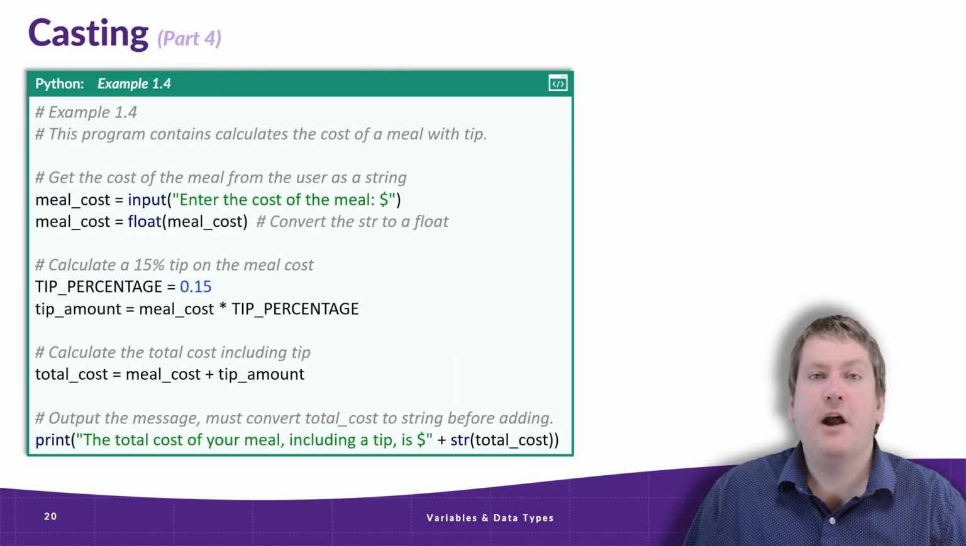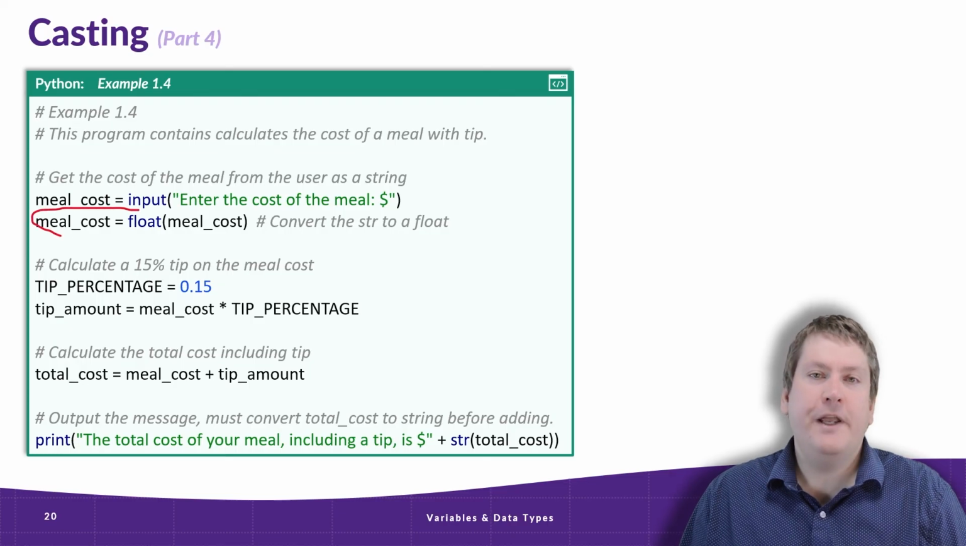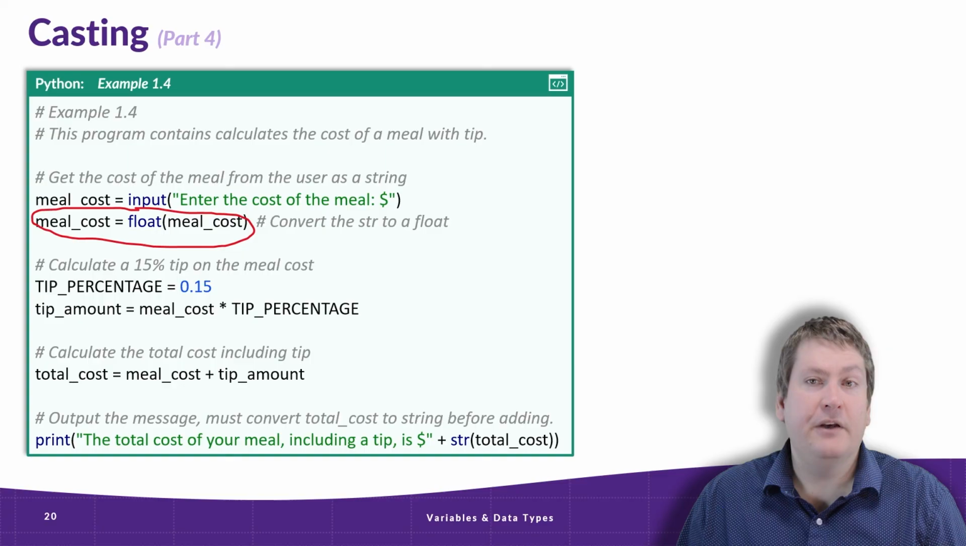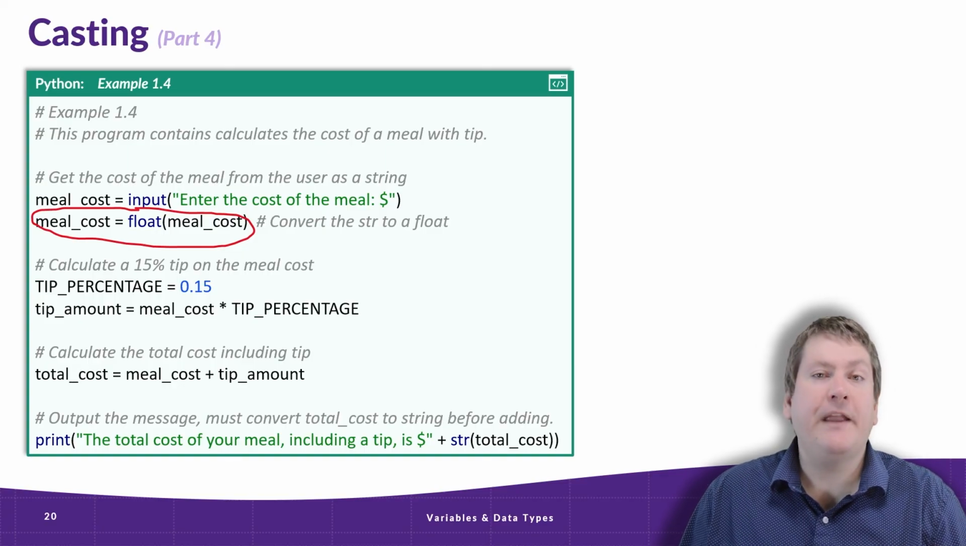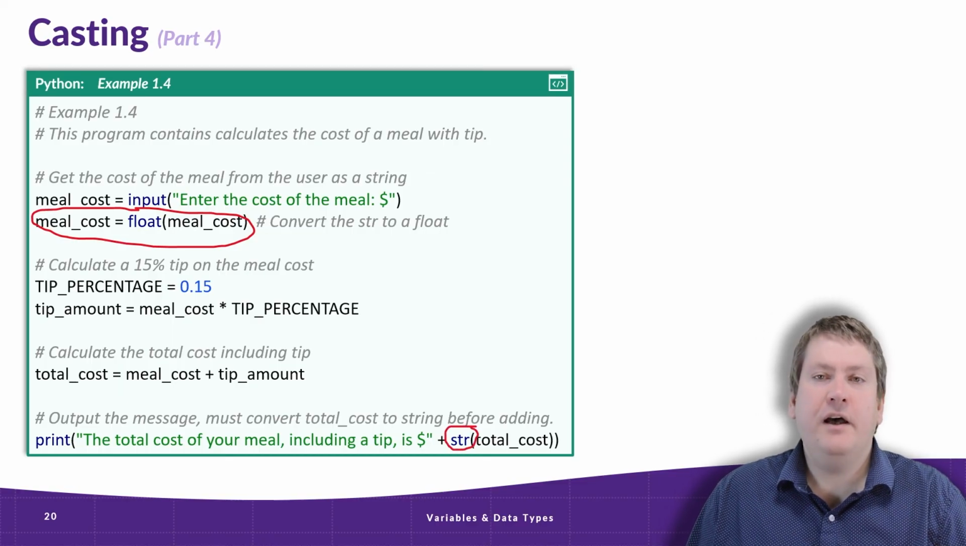And here's the corrected copy of our program. To reiterate, we corrected the program by ensuring the input value, the cost of the meal in this case, was converted to a floating point value, as the input function returns a string. We also needed to convert the total cost to a string using the string function if we wanted to add it directly to another string like this.